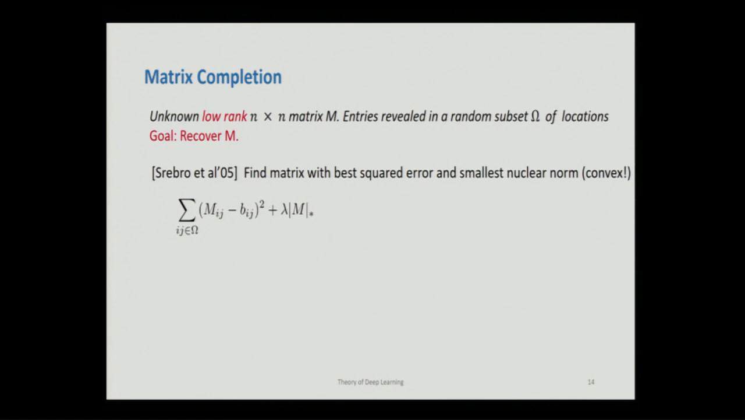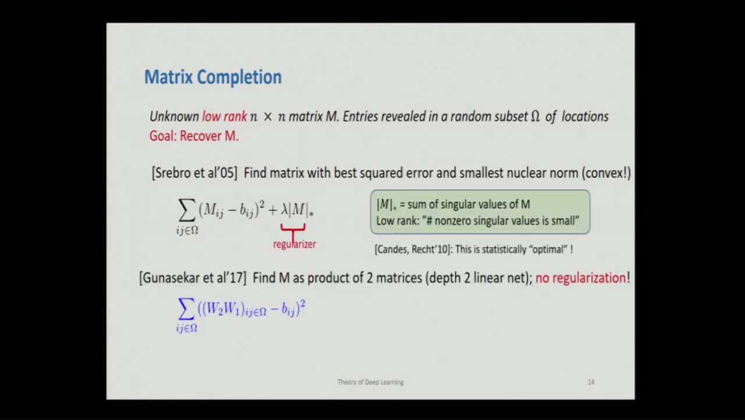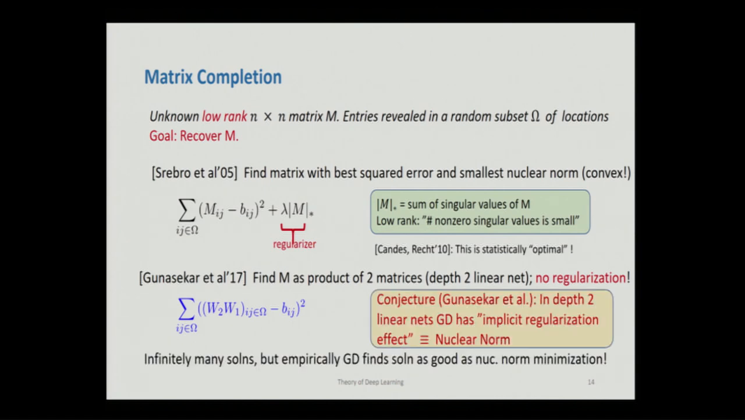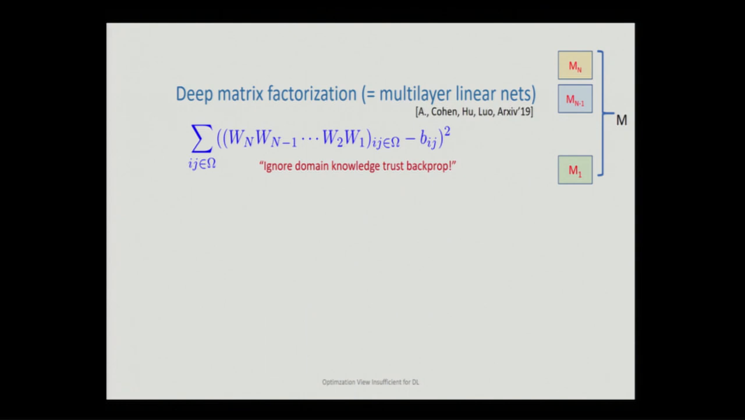So you can do it with least square methods, but since you want to find a low rank matrix, you put what's called a regularizer, which is the sum of singular values of this unknown matrix. That's called the matrix completion algorithm, the classic one. And I don't have a lot of time, so I'll cut ahead to what we do.